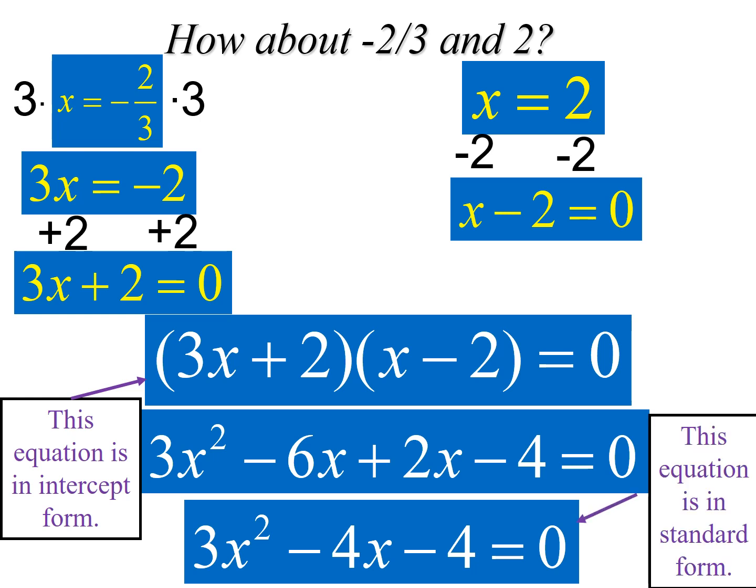So as you can see, 3x plus 2 times the expression x minus 2. We call this form intercept form. We'll get more into what we can do with that form later, but that is intercept form. When it is in x squared, x and a constant, with descending powers, this is called standard form.